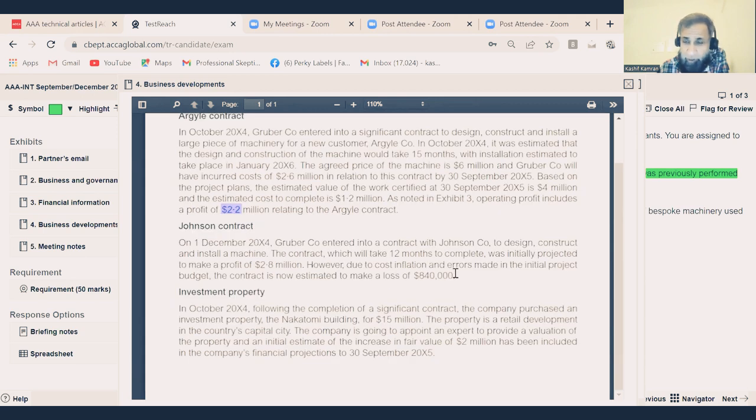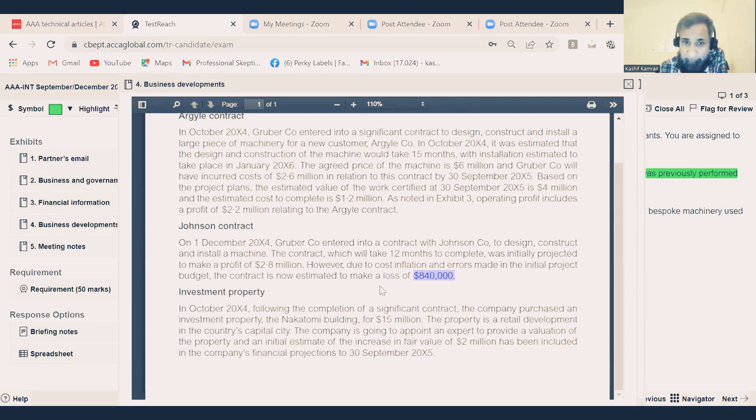Johnson contract: how much of the loss should be recognized on the Johnson contract? The entire 840, right? So the entire 840 should be recognized as a loss. Currently, how much loss have we recognized? 7. So how much loss is to be recorded more? We should record another $140,000 loss, right? So currently we have recorded less losses, right? We have recorded less losses.